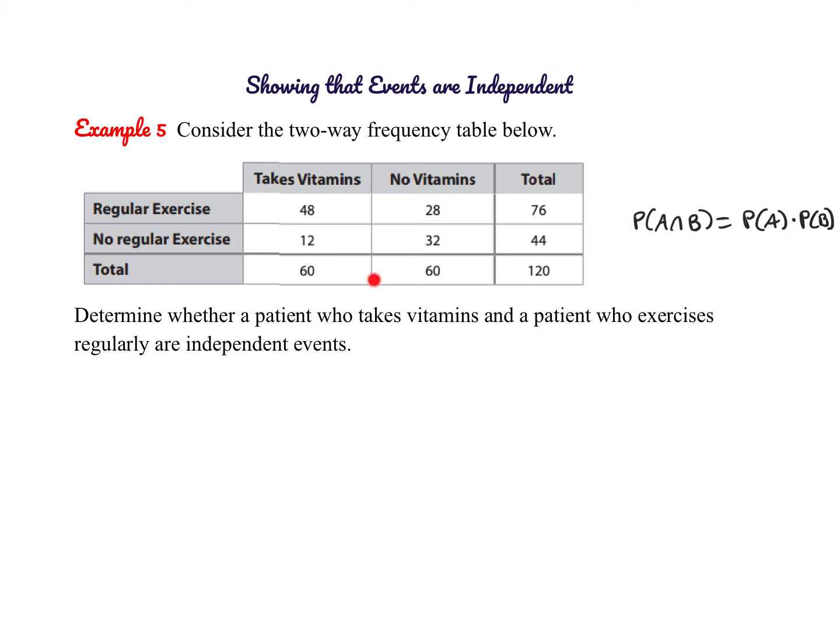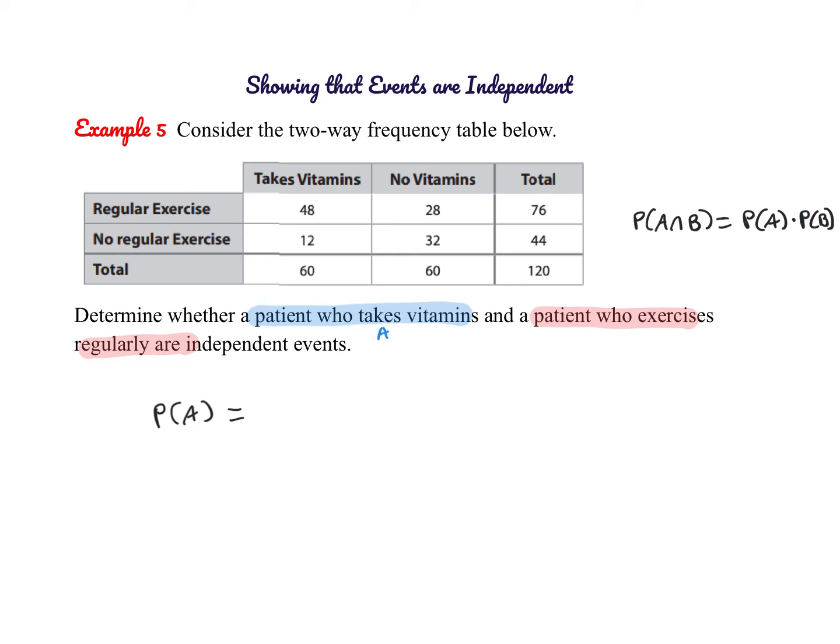So this says, consider this two-way frequency table, determine whether a patient who takes vitamins and a patient who exercises regularly are independent events. If they are independent, the probability of a person who takes vitamins times the probability of a person who exercises should equal the probability of a person who takes vitamins and exercises. So let's start by finding the probability of a person who takes vitamins. I'll call that event A.